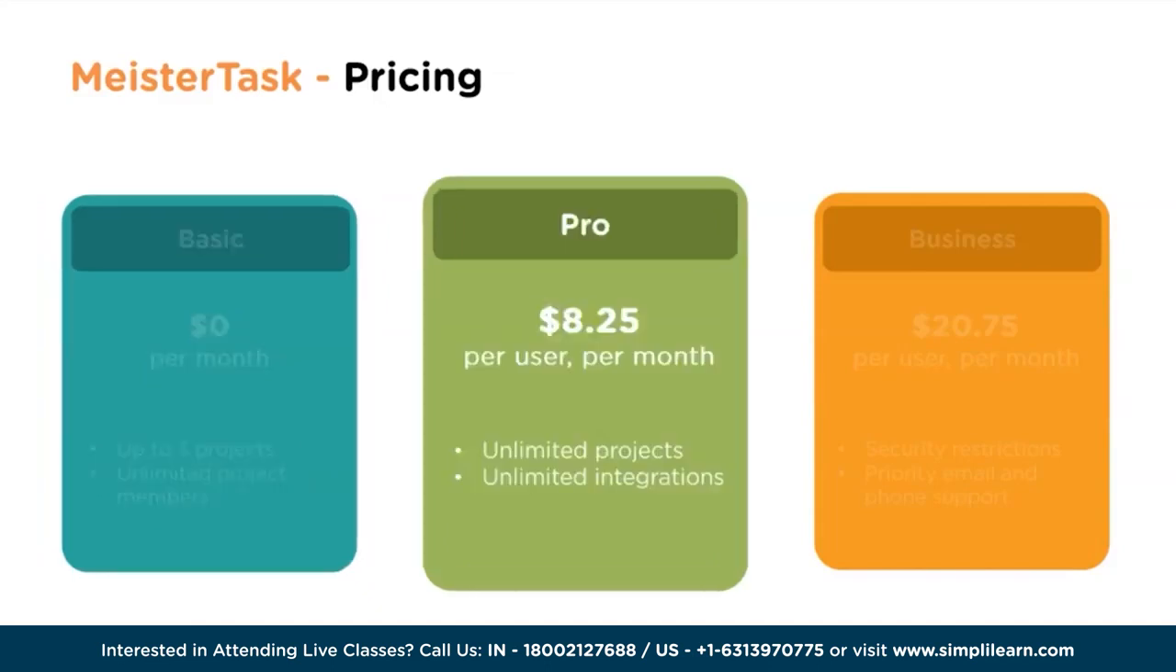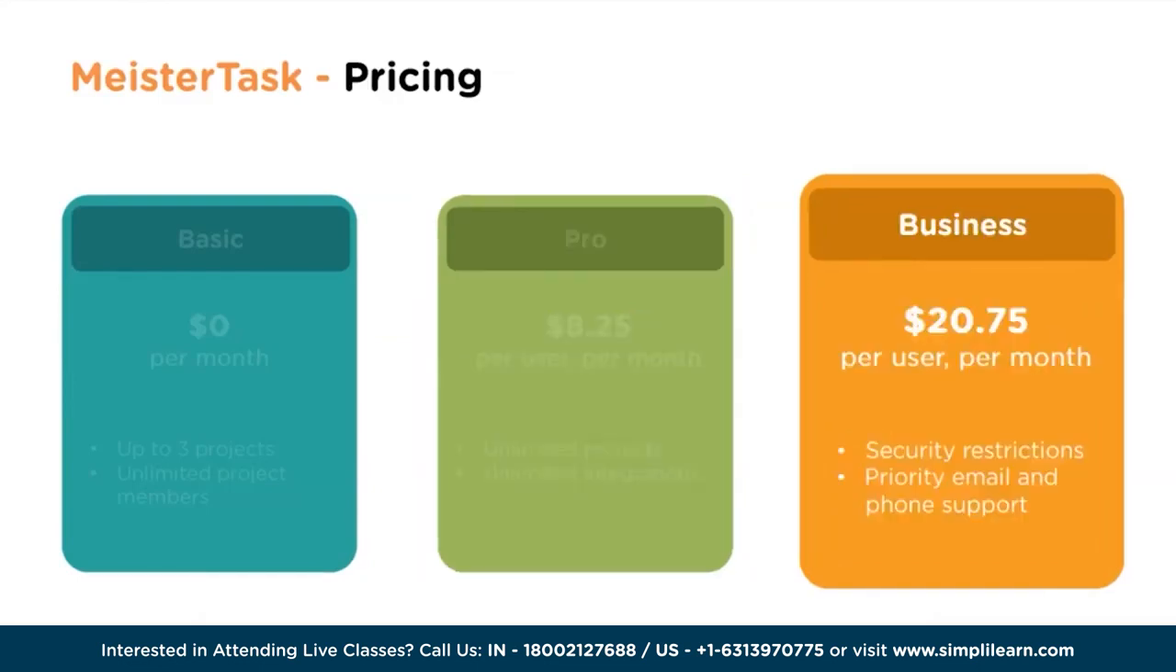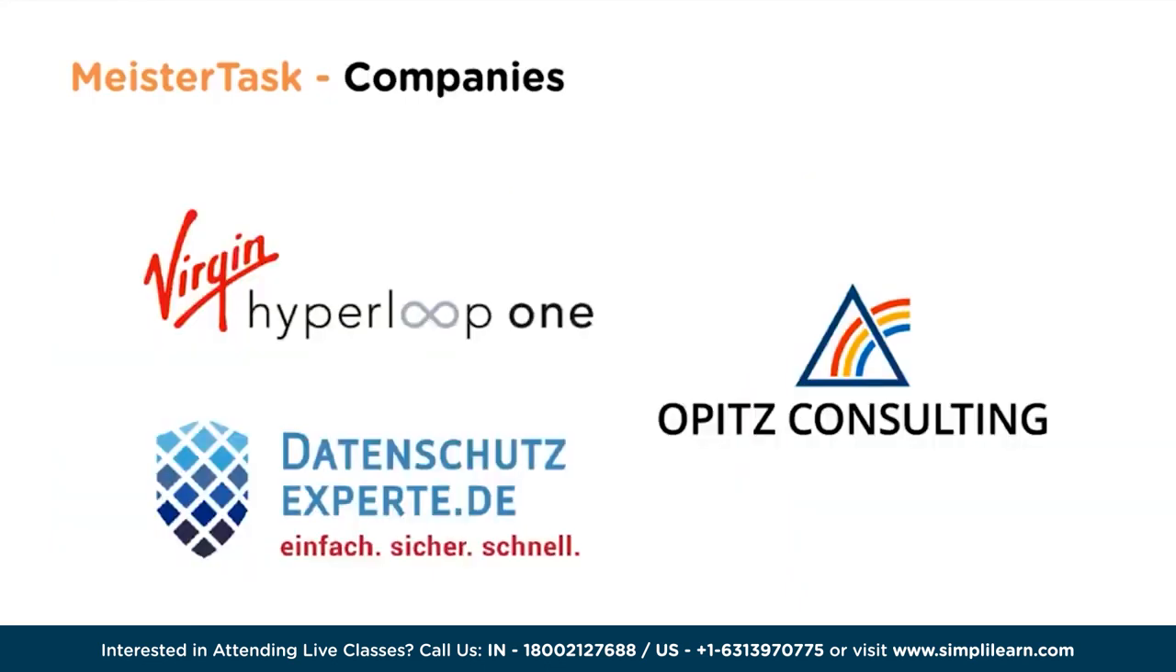The Pro version includes unlimited projects and unlimited integrations, which costs around $8.25 per user per month, whereas Business costs $20.75 per user per month, which has security restrictions, priority email, and phone support. The organizations that use the tool are Virgin, Optics Consulting, and Datan Succots Expert, etc.